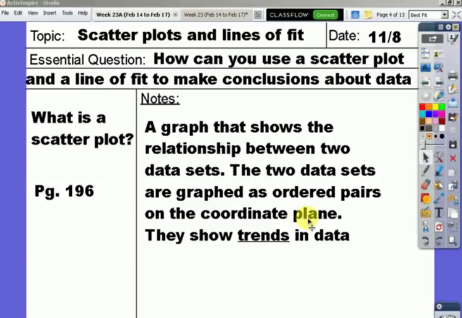Scatter plots and lines of fit. How can you use a scatter plot and a line of fit to make conclusions about data? As I just said, scatter plots look at a whole bunch of points and identify the relationship between those points.